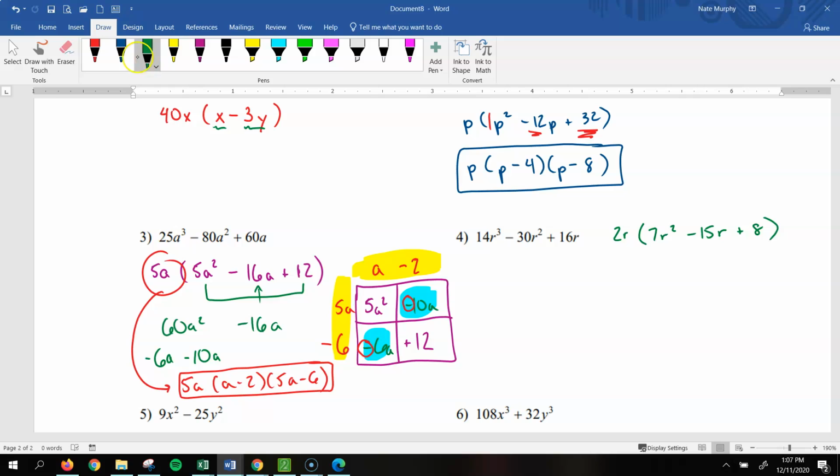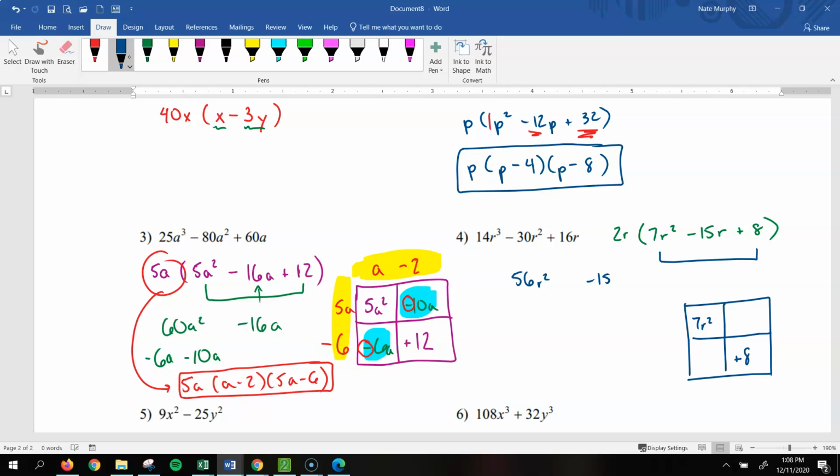Now what we're going to do is multiply these together. Well, actually, let's go to the box. I always like to do the box first, just to get it all set up before we start getting into this nitty-gritty. So we'd have 7r squared and positive 8 would go there. Again, we're trying to figure out what goes in the other two boxes. So now let's go back to the 7r squared and 8. When you multiply those together, we get 56r squared, and the middle term is negative 15r.